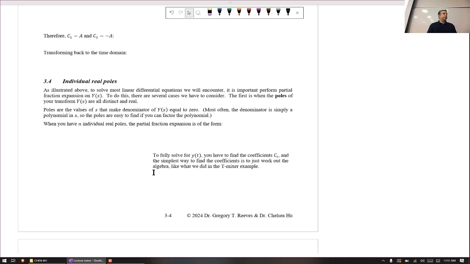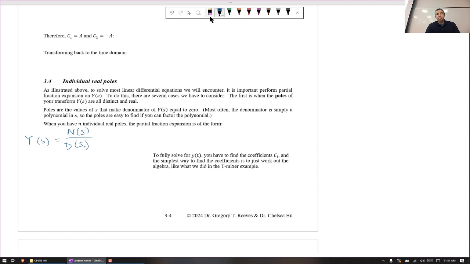So when you do the Laplace transform, a lot of times you end up with this Laplace transformed variable, capital Y of S. And capital Y of S is often in the form of some numerator of S over some denominator of S. That's what N and D stand for in this particular case.